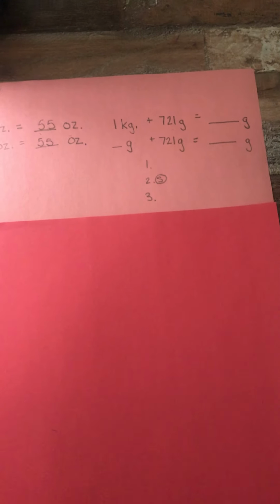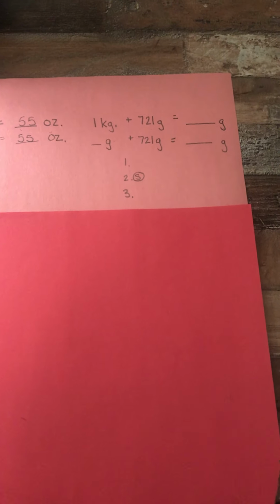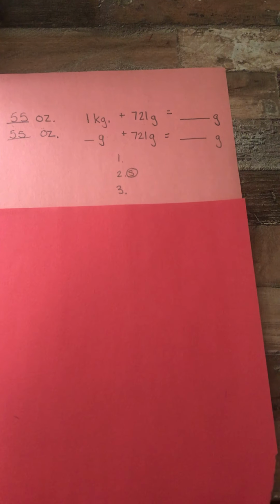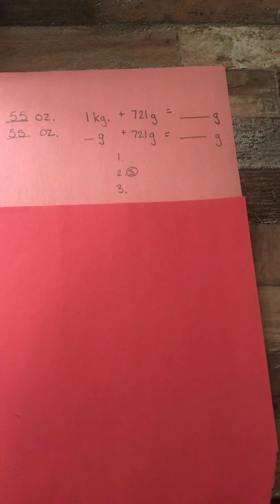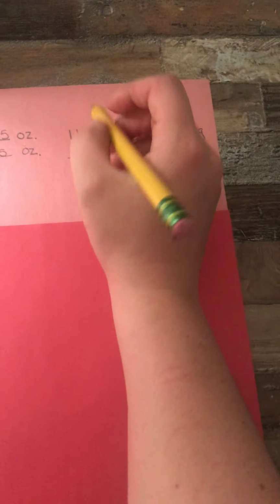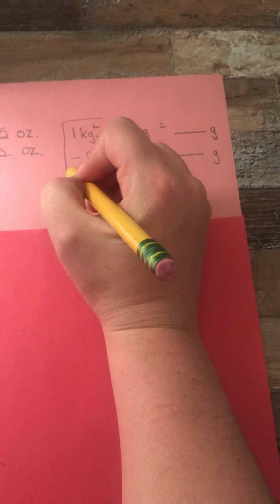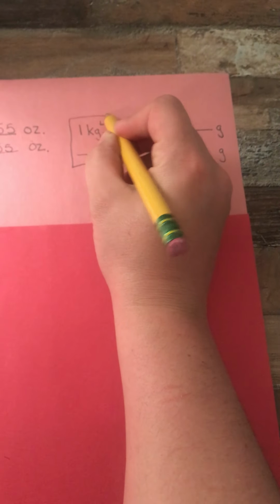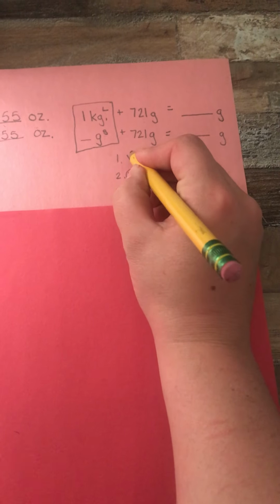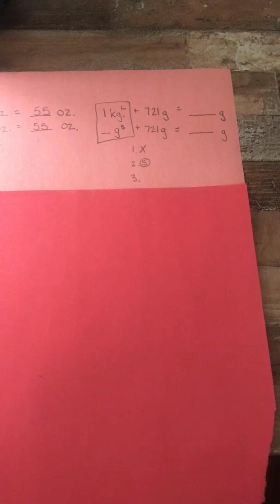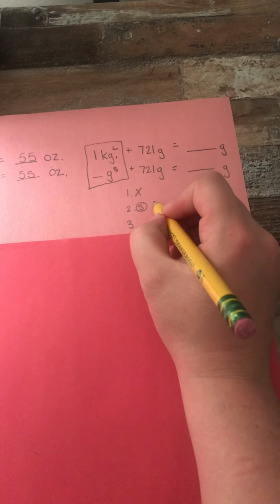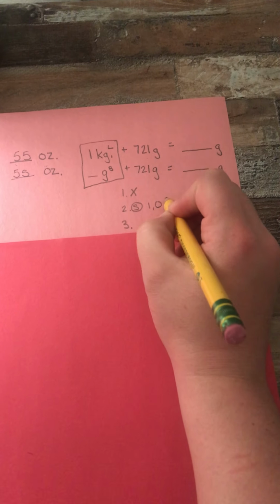Okay, so you need to decide, are we going smaller to larger or larger to smaller? Right, so kilogram is larger, gram is smaller. Okay, so we're doing the same thing. Large to small is multiply. Now we need to find our secret number. So think to yourself, how many grams are in a kilogram? That's 1,000.